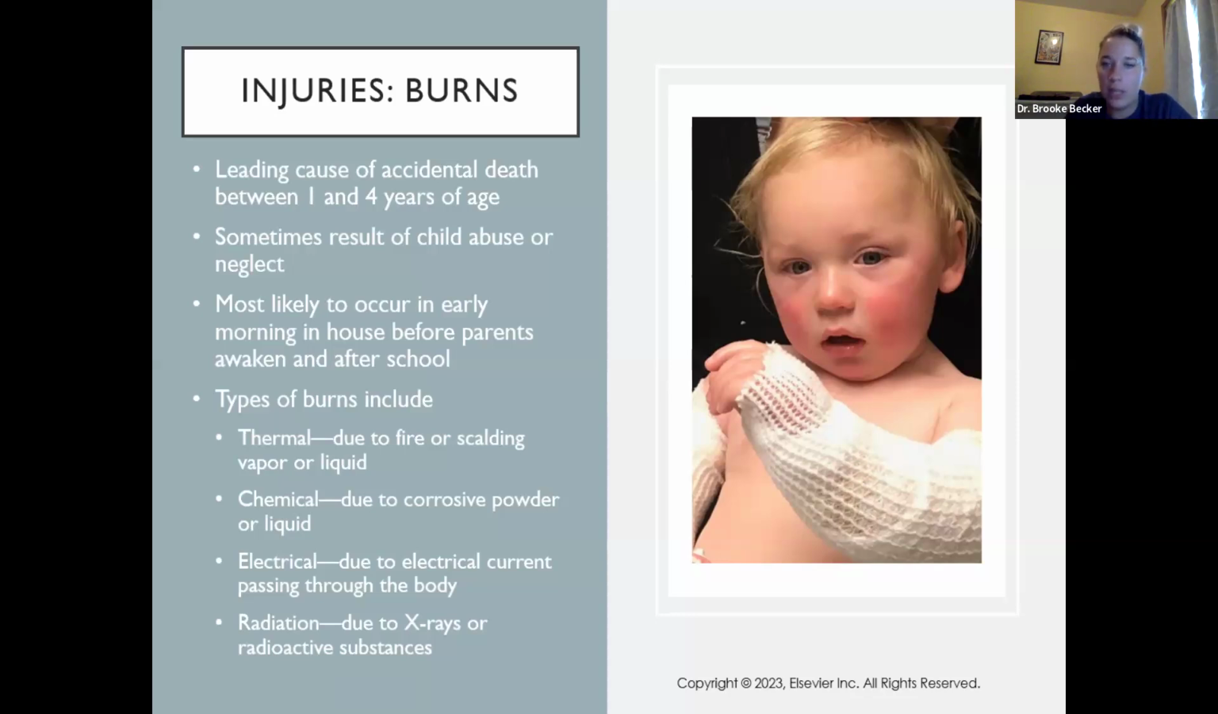Electrical burns, of course, that's from electricity. So that kiddo poked a knife into the outlet and got an electrical burn on his hand because of that. And then, of course, radiation burns. So if people are undergoing radiation for cancer, a lot of times that area that has the radiation, they'll get the radiation burn in that area. It can also happen from x-rays, potentially.